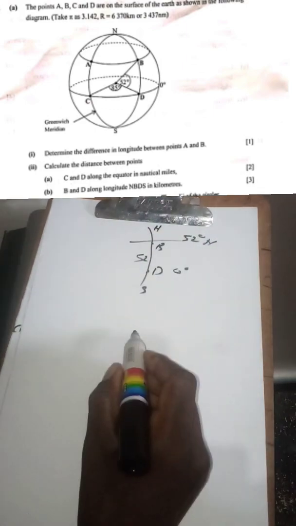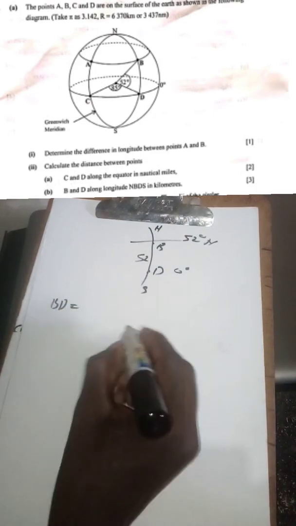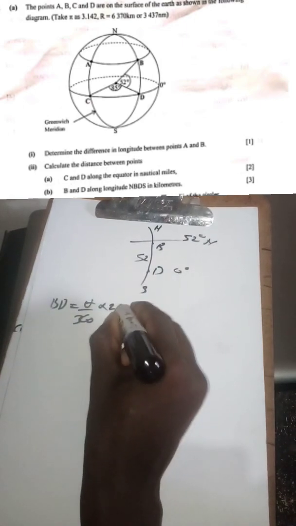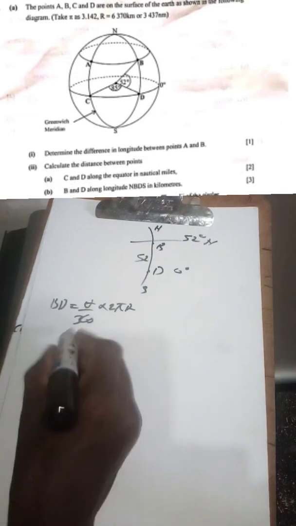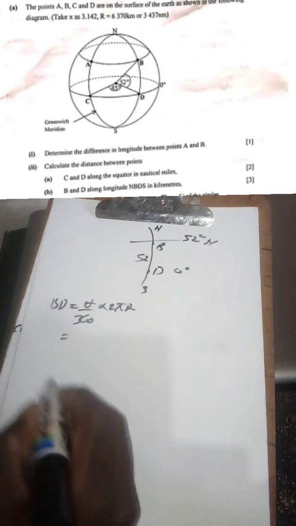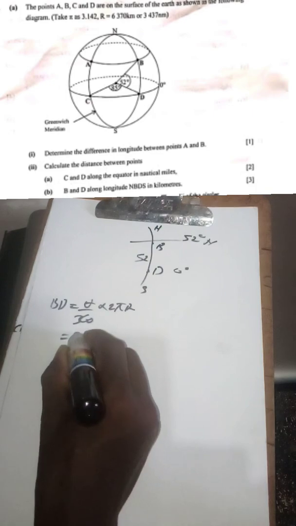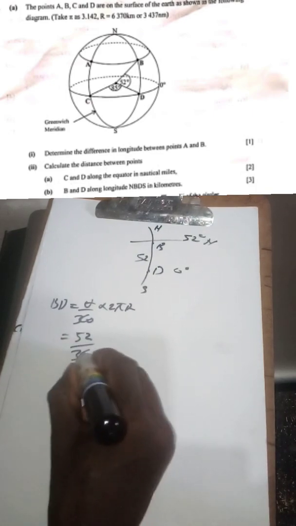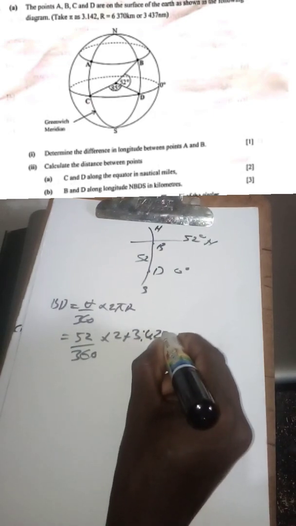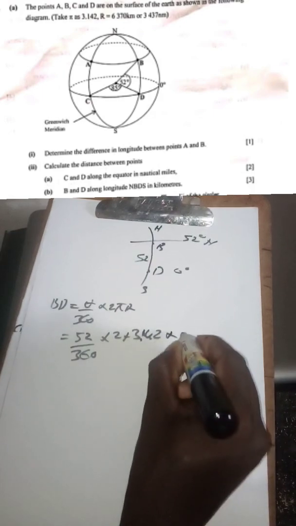All right. So here what you're going to say is BD in terms of distance is theta divided by 360 multiplied by 2 pi r. You just leave it at there. Remember to say you don't include the cos, because the radius for longitude is the same for all. Yeah, so here the angle difference that you have is 52 degrees divided by 360, multiply it by 2 by 3.142 multiplied by the radius in kilometers.